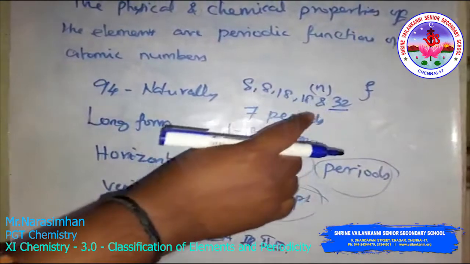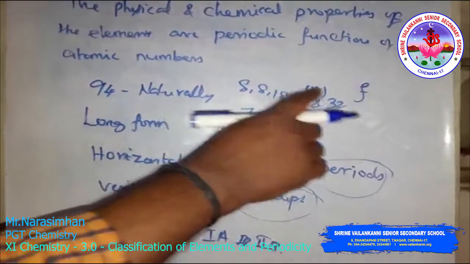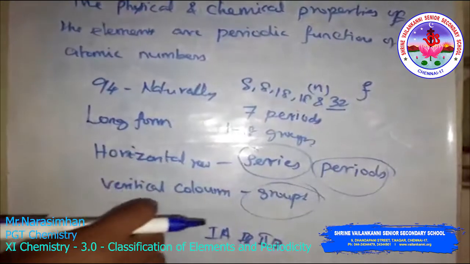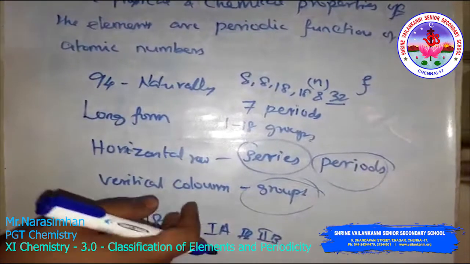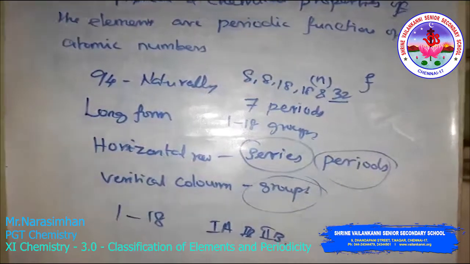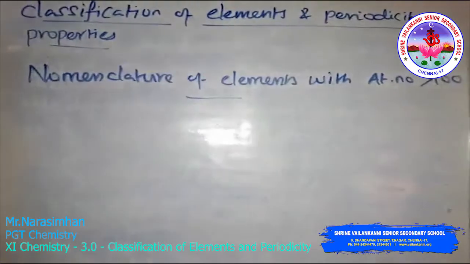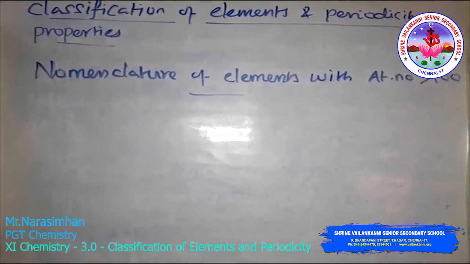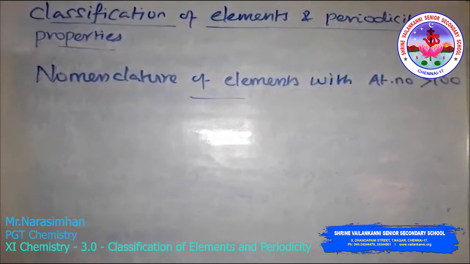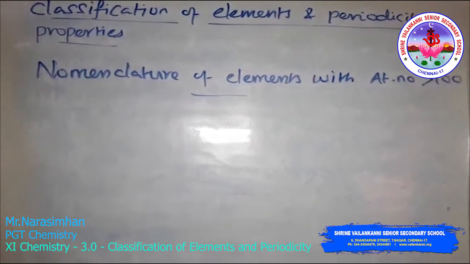Lanthanoids and actinoids are placed in separate panels at the bottom. Then the nomenclature of elements with atomic number greater than 100, that is 100, 101, 102, up to 118.